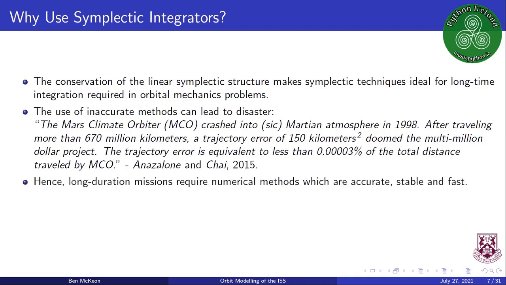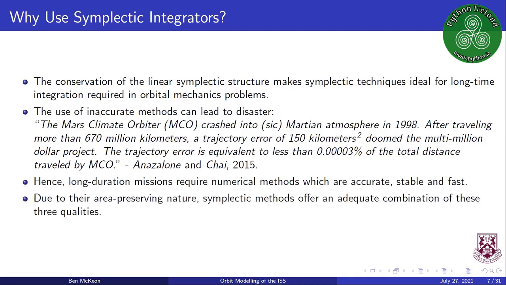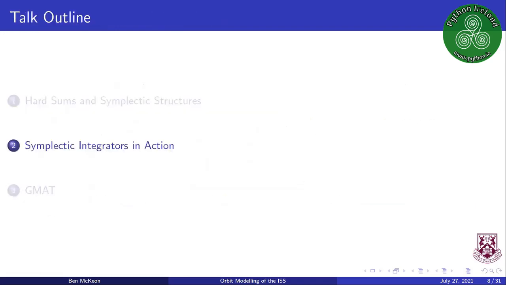So obviously we need numerical methods that are accurate, stable, and fast. And because the area of that parallelogram, the linear symplectic structure, is conserved, these methods tend to offer the best combination of these, making them ideal for use in orbital mechanics.